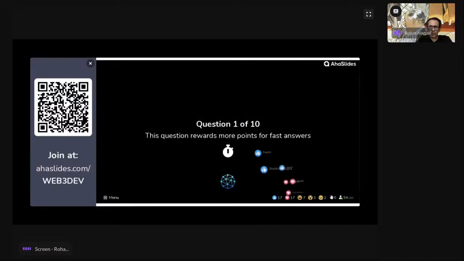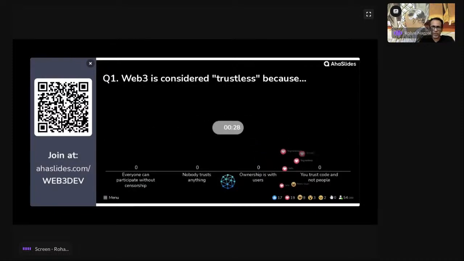Let's start with question number 1. There are going to be a total of 10. Question 1 is: Web3 is considered trustless because, what's the reason for it? Is it because everyone can participate without censorship? Nobody trusts anything? Ownership is with users? Or you trust code and not people? Just select one of those 4 options. All you have to do is click on the option which you think is right.